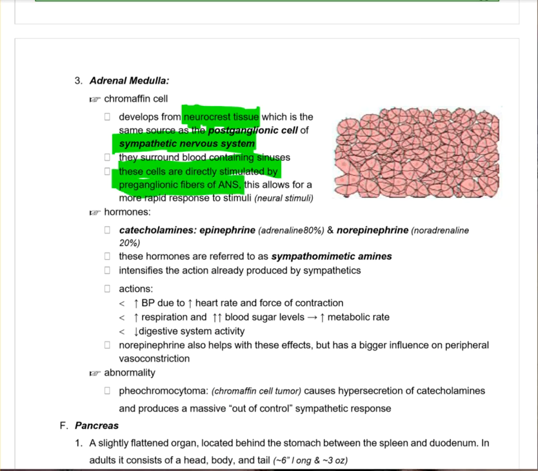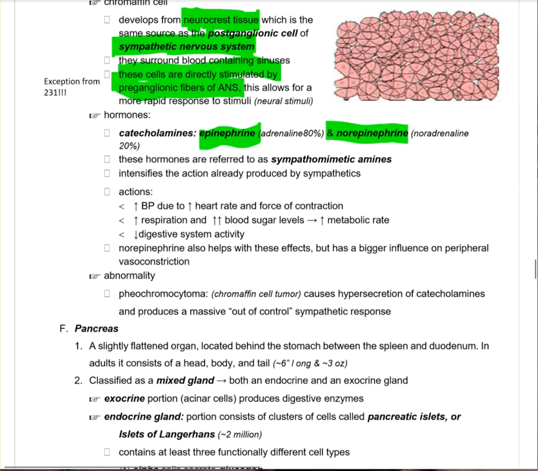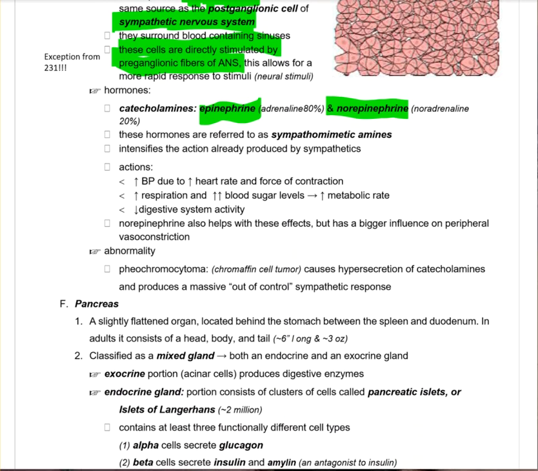This was our exception. Remember, our exception from 231. Back again. Okay? And that allows for a very rapid response in stimuli because there was no synapsing. We just directly stimulated here. And what did we do? Well, if you recall, we released epinephrine and norepinephrine, adrenaline and noradrenaline. And you also might remember those are called amines. That's one of the hormone groups, right? Those little monoamines. Okay.